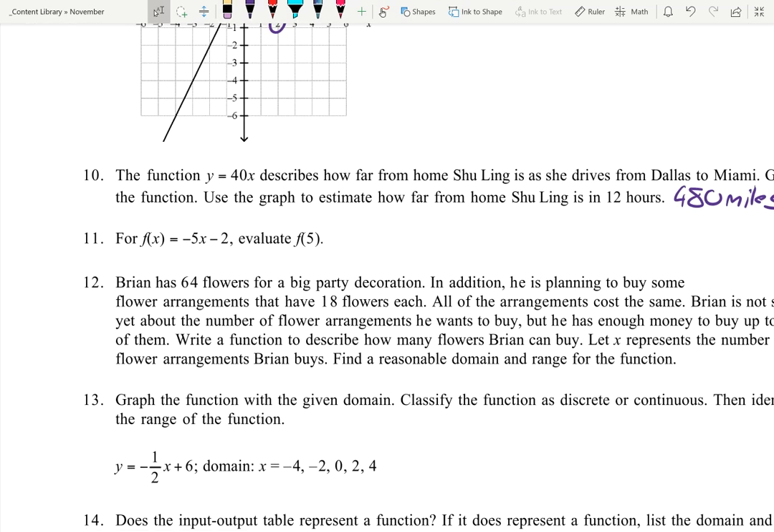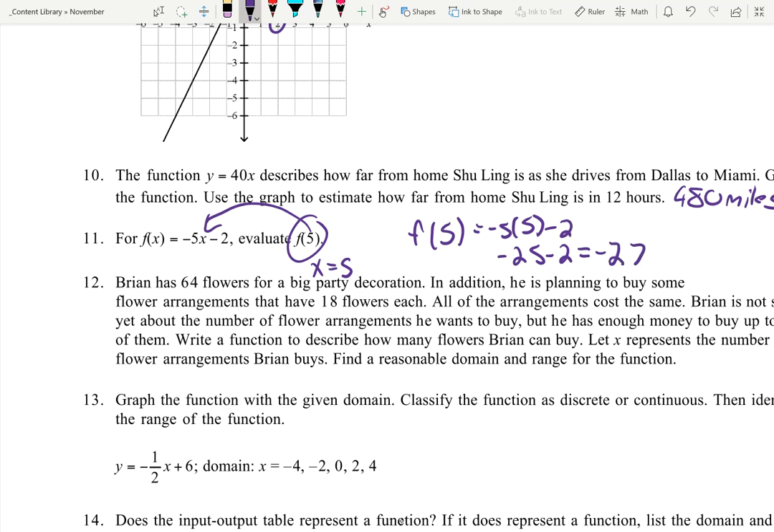All right, number 11. For f of x equals negative 5x minus 2, evaluate f of 5. So what this is saying is x equals 5, so we're plugging in 5 for x. So f of 5 is equal to negative 5 times 5 minus 2, which is negative 25 minus 2, which ultimately is negative 27.